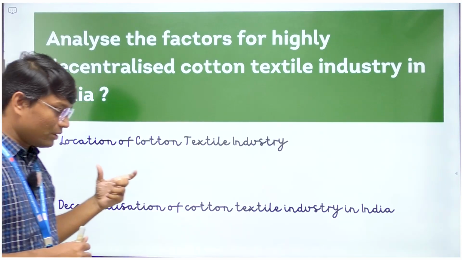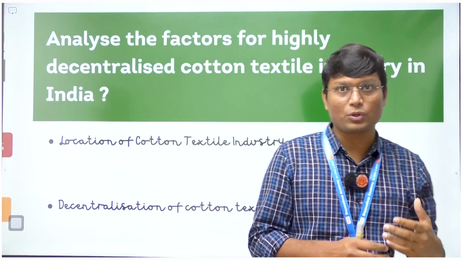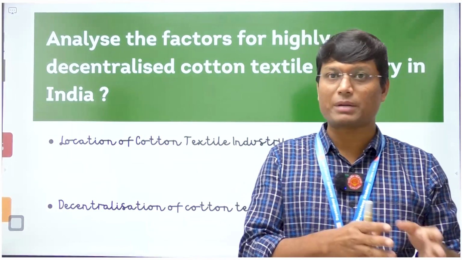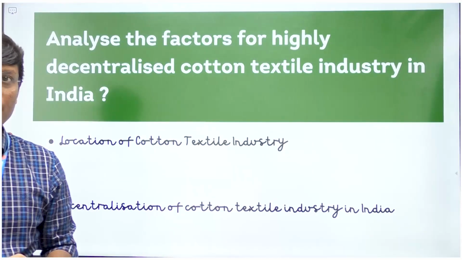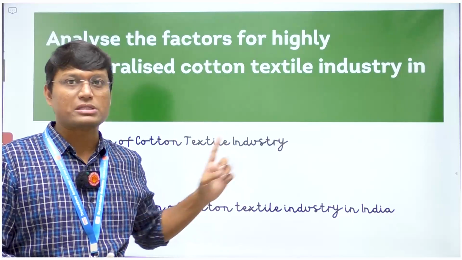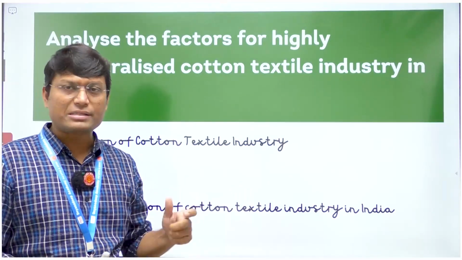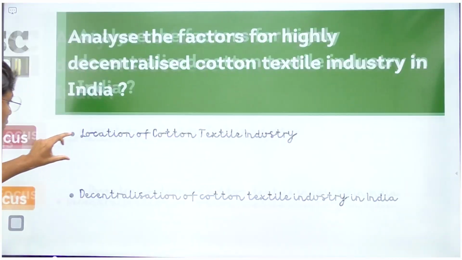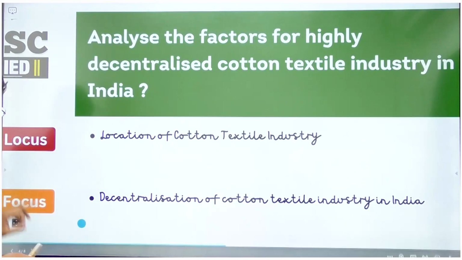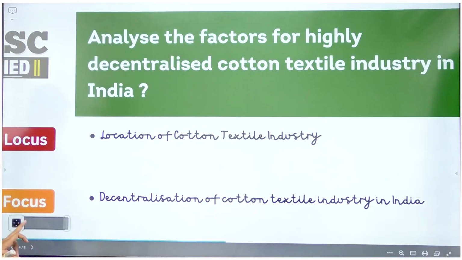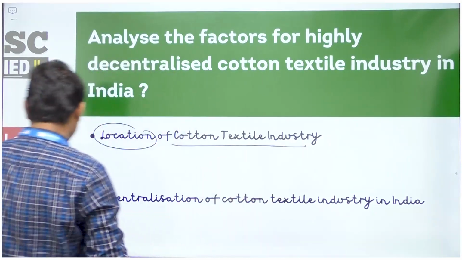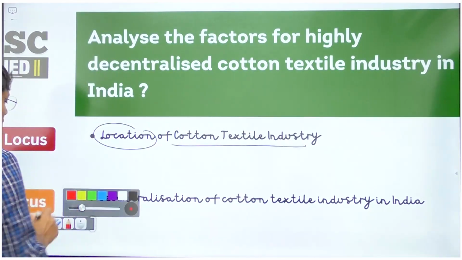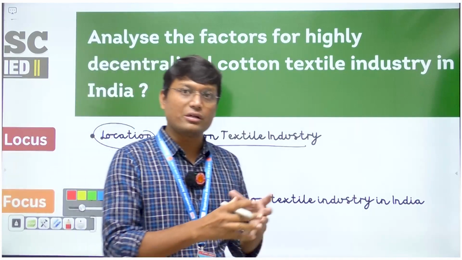If you look at the topic in mains, there is a topic on industrial location of primary, secondary and tertiary industries in India and around the world. And on that particular topic, you can see this particular question. Now let us see the context or locus of the question. Now the locus is very simple. It's all about the location of cotton textile industry, or the way the location of cotton textile industry is determined.